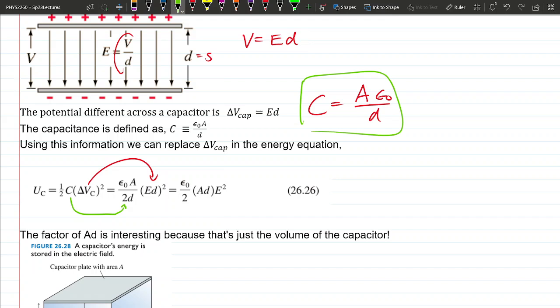Now you do a little massaging and factor out the E squared. You will find that the amount of energy stored in a capacitor is proportional to the electric field squared. That's the important point. So the bigger the electric field, since it gets squared, the more energy you get. Energy is basically proportional to the electric field strength squared, and that's the point I want to get across before we wrap up today.